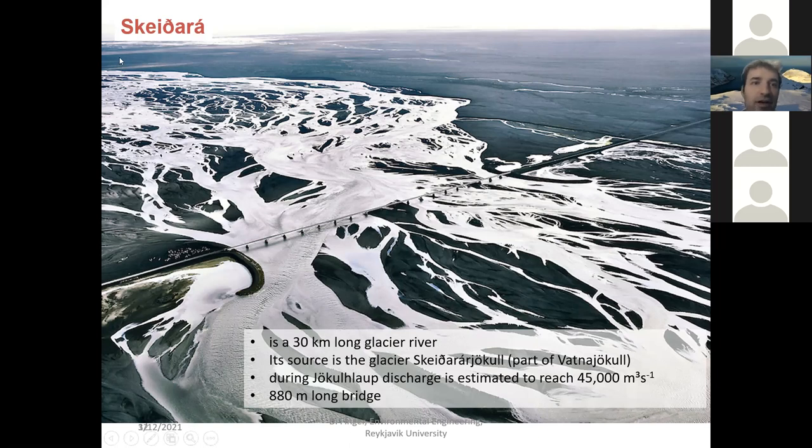And here you have the example, I think this was before 1987, I don't remember the exact year, when one of those glacial lake outbursts occurred, and you can see this bridge still in southern Iceland. It's the longest bridge in Iceland. It's about 900 meters long. If you drive along the ring road, you drive over a bridge that has been reconstructed in the area, but which is a lot shorter.